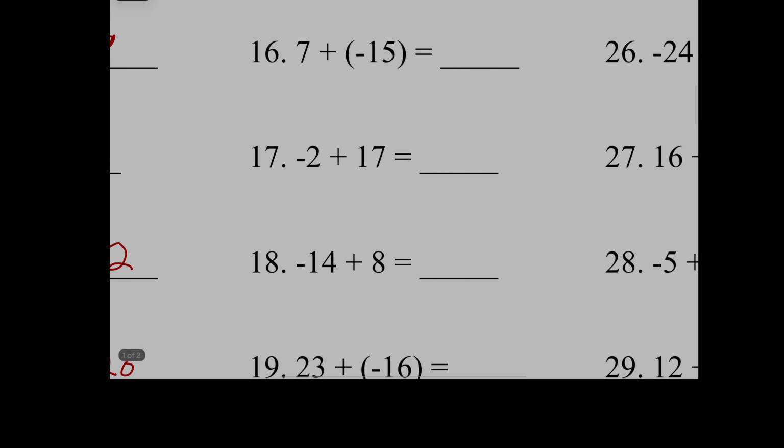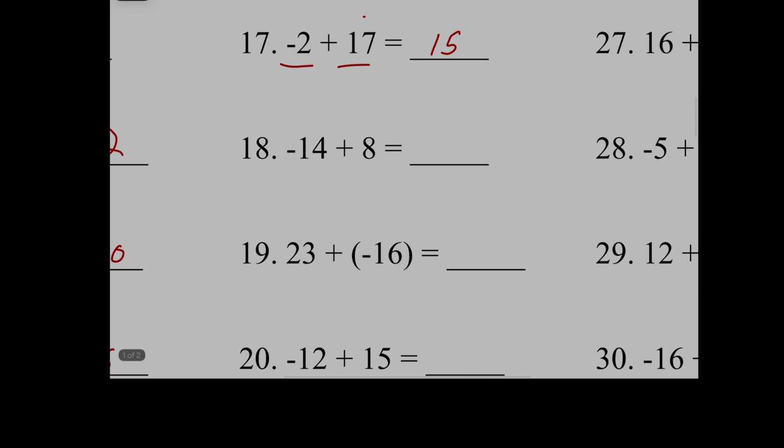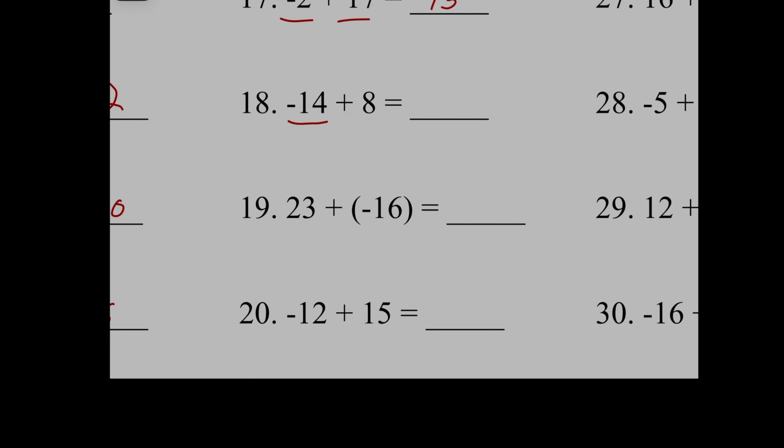Number 16, it's an addition problem. Signs are different, so you subtract, keep the sign of the bigger number. Number 17, signs are different. Subtract, keep the sign of the bigger number. These are all addition problems so far, right? Okay, another addition problem, so I just do the rule. Signs are different. Subtract, keep the sign of the bigger number.